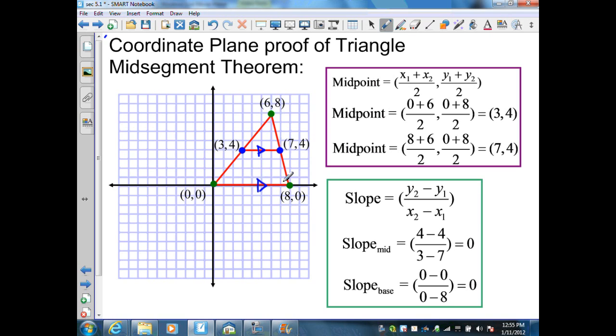Now I need to determine, are they half as long? Let's take a look at the size or length of the third side. It is 1, 2, 3, 4, 5, 6, 7, 8 units long. Therefore, the midsegment must be half that length. Let's count. 1, 2, 3, 4. 4 units. Therefore, this is just a coordinate proof that verifies the midsegment theorem.